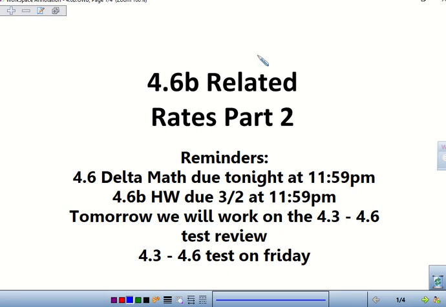It's just water. All right, so today is 4.6b, which is related rates part 2. The reminders are up here. You had a Delta Math yesterday, the homework, etc. Tests coming up. You'll have a review. The review might be in my mailbox now, but it wasn't during my plan. So if you want to start early, the digital copy is up on eCampus.